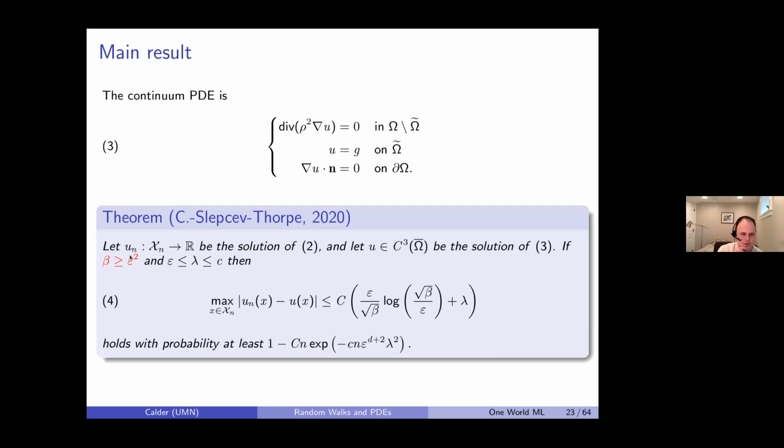Let's see. The point to make is that this label rate is still allowed to vanish as n goes to infinity. You can send epsilon to 0, and this label rate can still go to 0. It just can't go to 0 that quickly. It has to be bigger than epsilon squared.